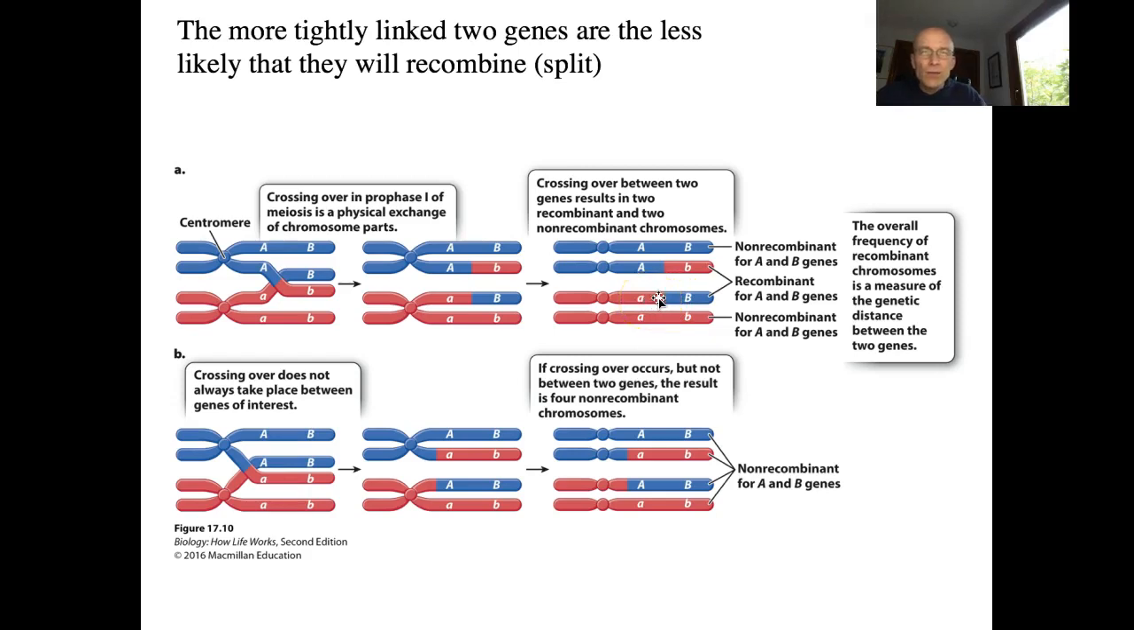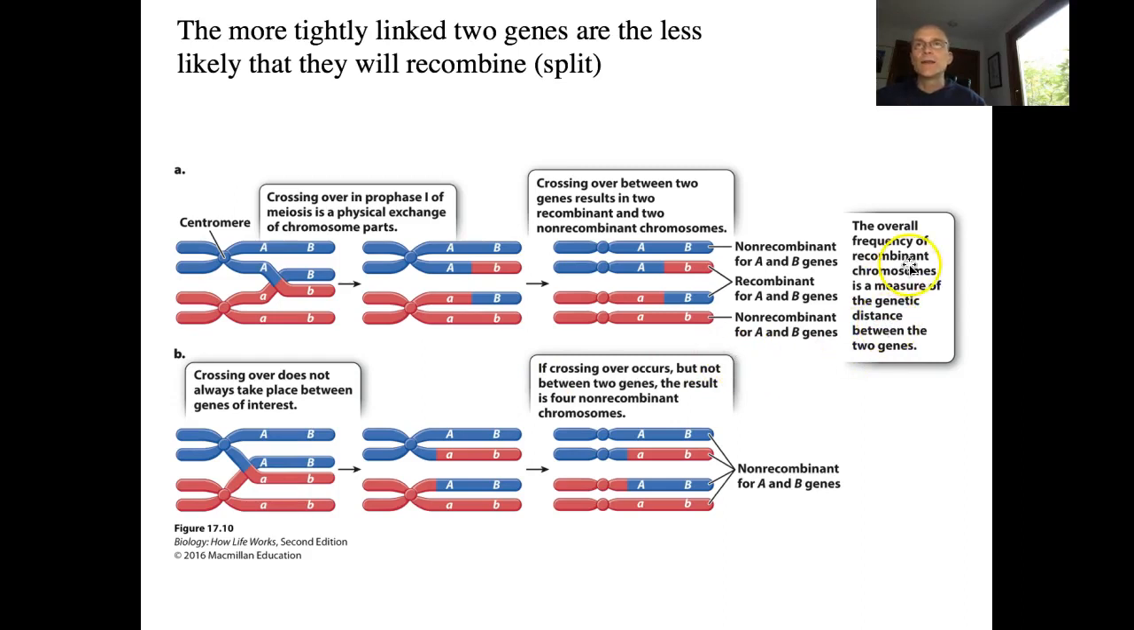If they're really, really close to each other, if they're right next to each other, it's very unlikely that the crossing over will happen just right in between those two, right? If they're further apart, then there's just more room in between where the crossing over could happen. And so, therefore, the overall frequency of recombinant chromosomes, in other words, the likelihood that recombination occurs just between the two genes that we're interested in, is a measure of genetic distance between the two genes.